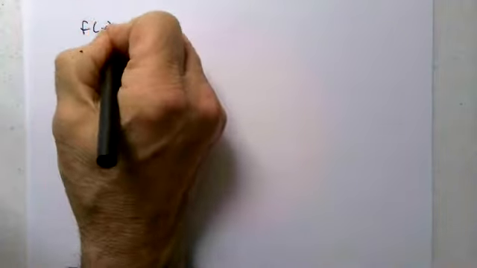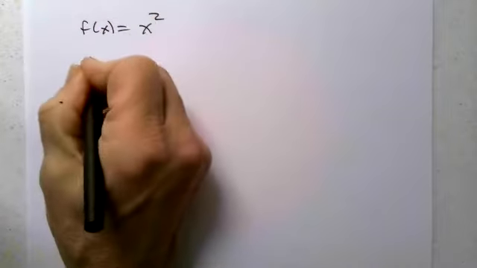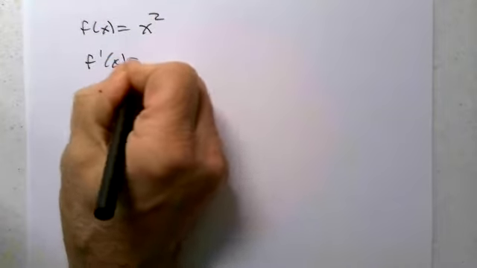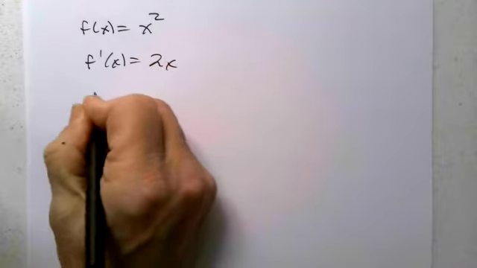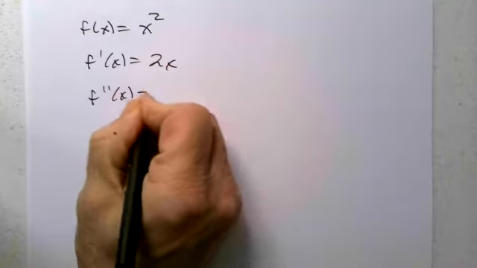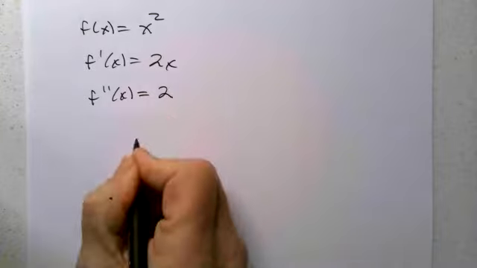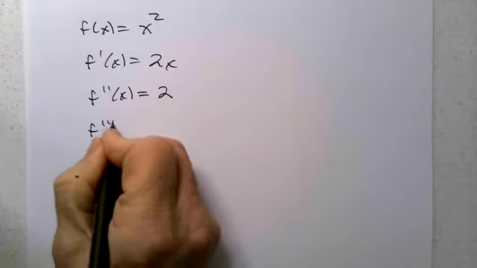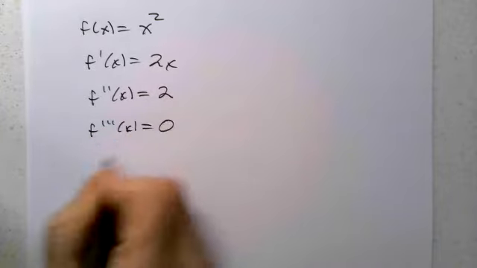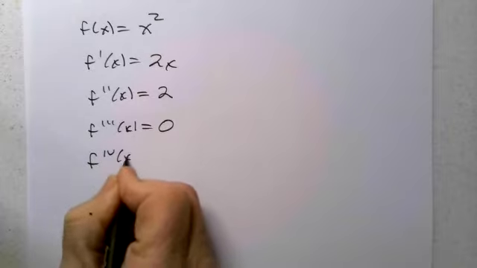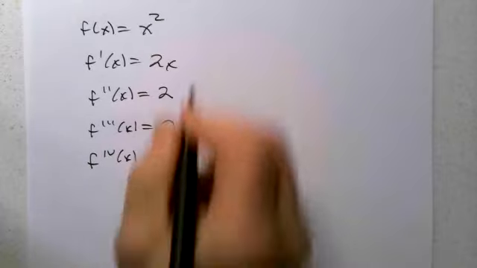If I have f of x equals x squared, f prime of x is 2x, f double prime of x is 2, f triple prime of x is 0, f quadruple prime of x is 0, etc., all the way beyond.